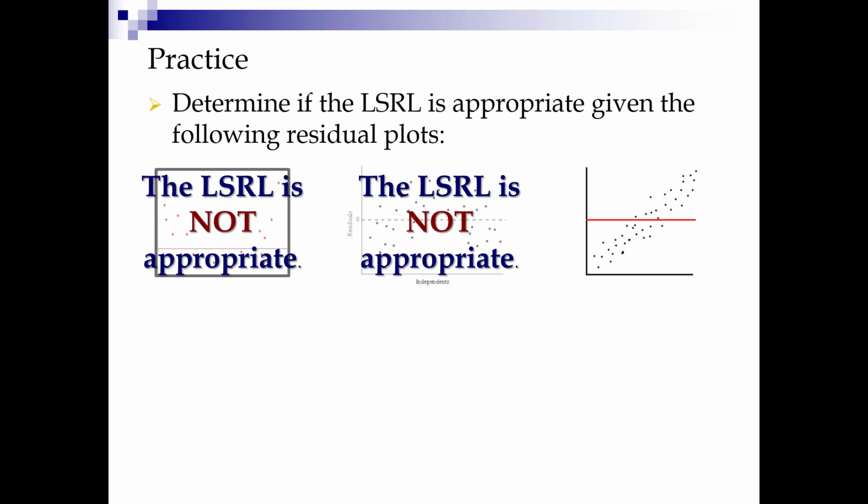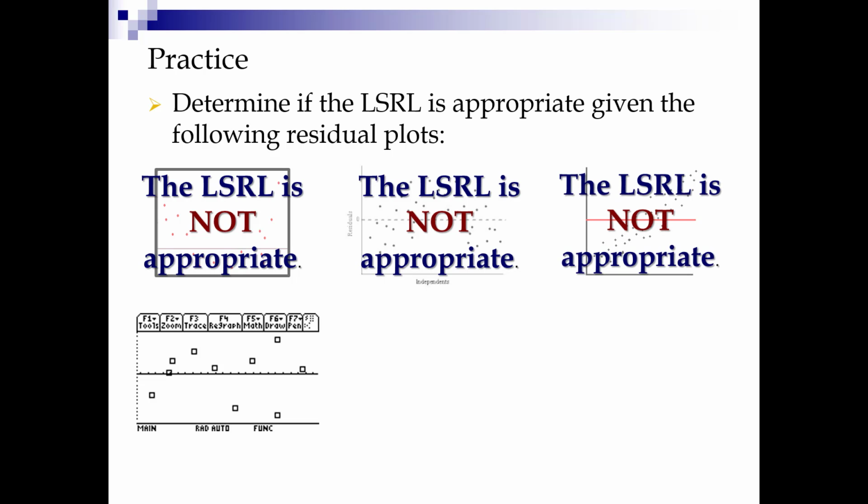So this data is not specifically curved, it is linear, but it is not a random scatter. So if you see something like this, the LSRL that we created is not appropriate for this data. This is what it might look like if we were to use our calculators. If you see something like this, I would say that this is a random scatter and the LSRL is appropriate.